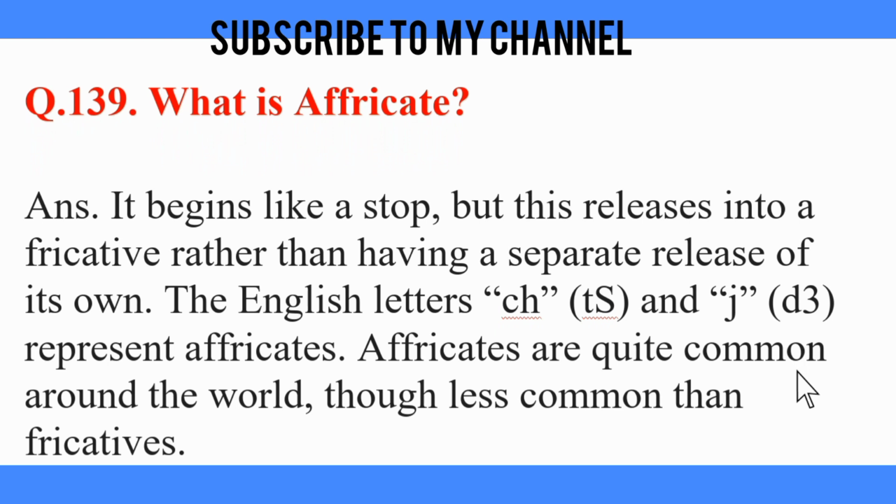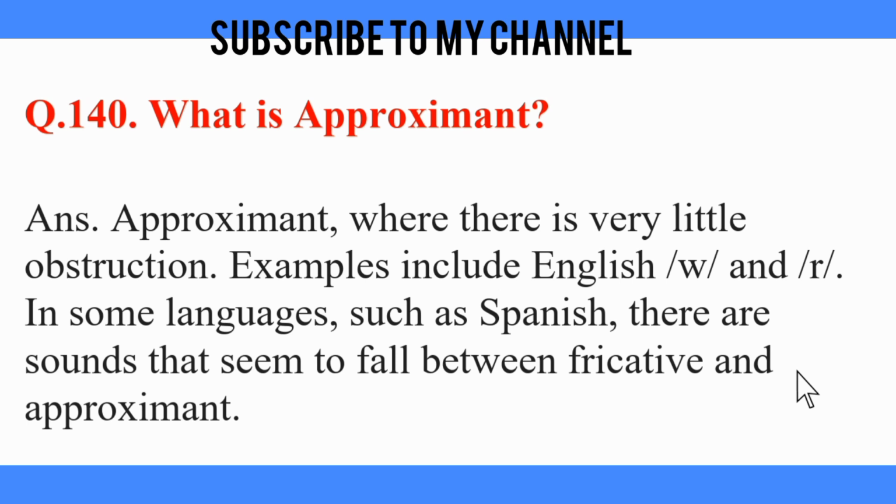What is an affricate? It begins like a stop, but this releases into a fricative rather than having a separate release of its own. Affricates are quite common around the world, though less common than fricatives. What is an approximant? An approximant is where there is very little obstruction. Examples include English w and r. In some languages, such as Spanish, there are sounds that seem to fall between fricative and approximant.